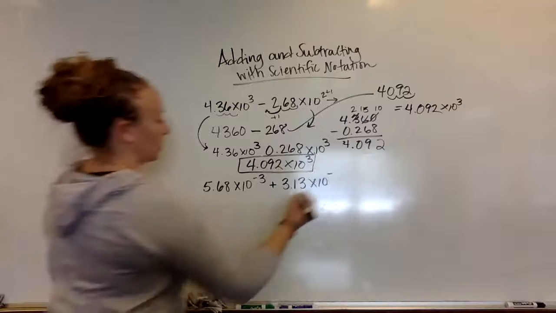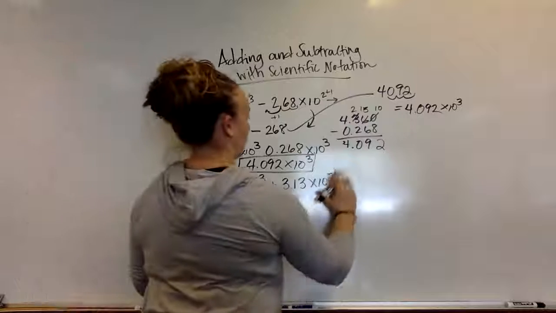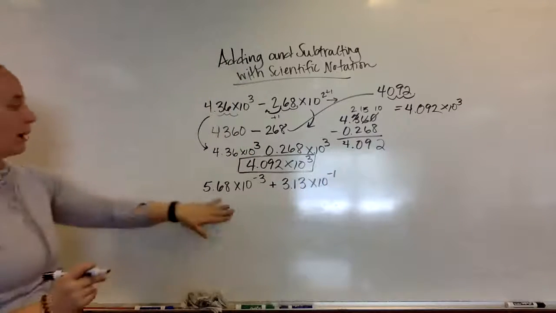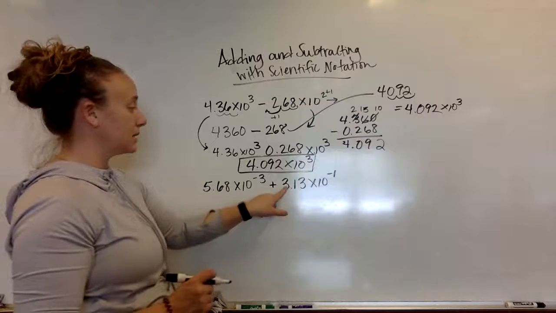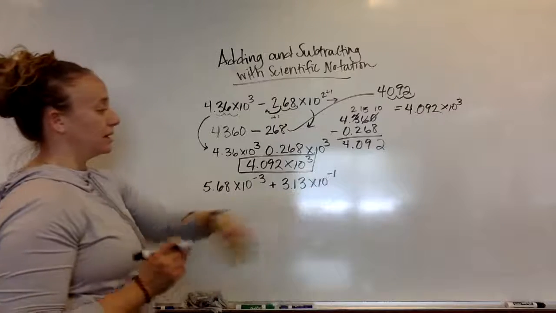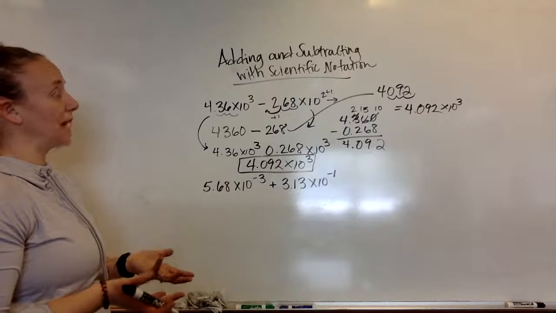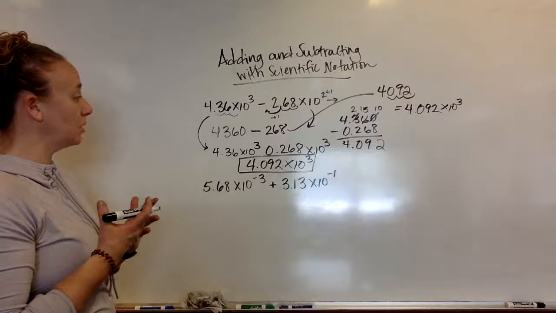So now let's look at this one. I think this was to the second power. Let me look. No, to the first power. All right, here we go. So now we're looking at this one, 5.68 times 10 to the negative third power plus 3.13 times 10 to the first power. We're going to do this math. Again, we're not in the same order of magnitude, so let's get it in the same order of magnitude.